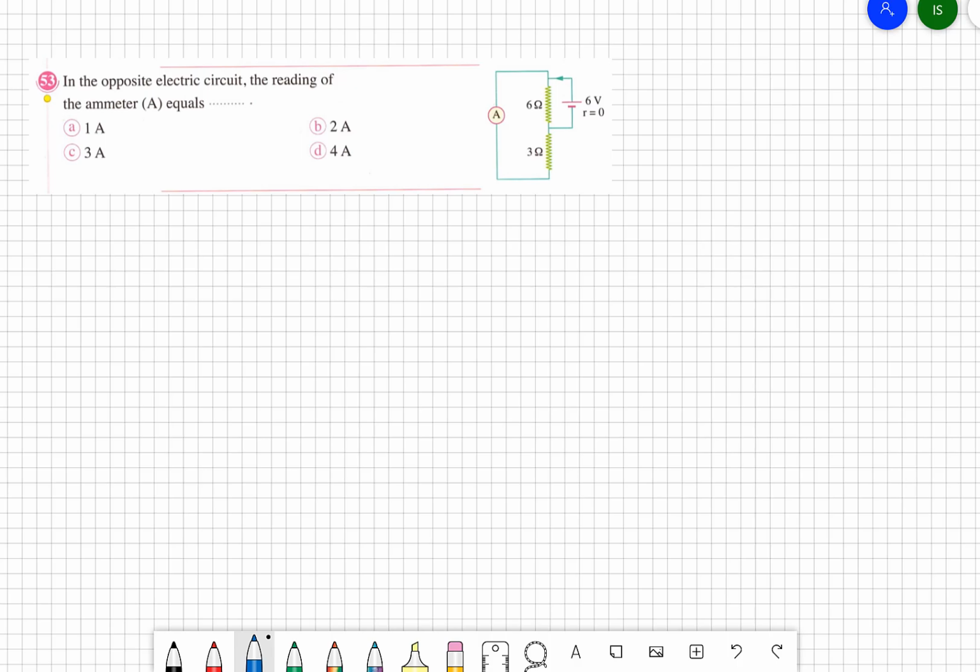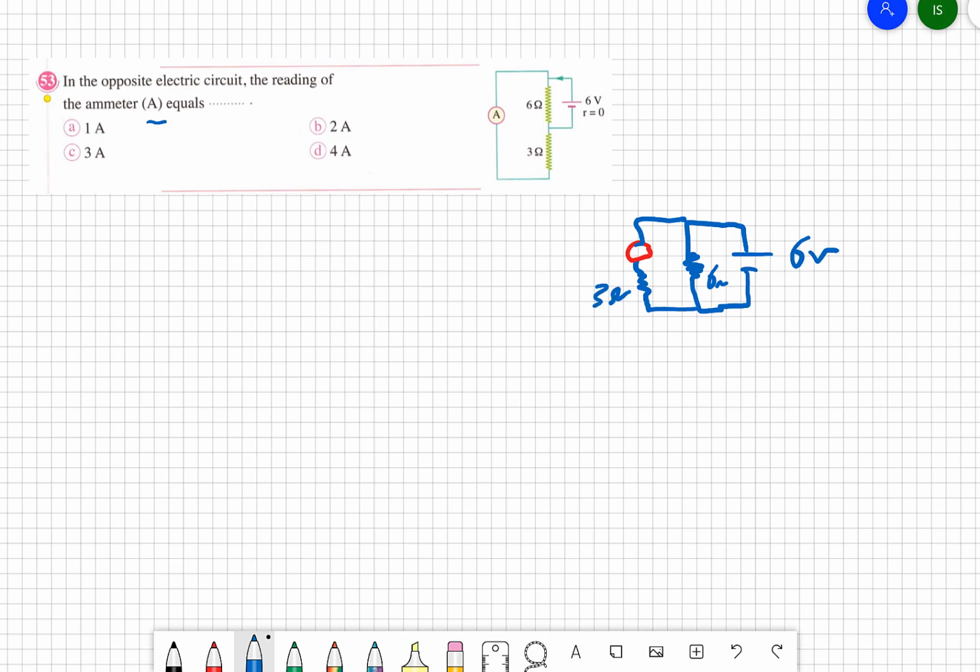53. In the opposite electric circuit, the reading of the ammeter A equals. Let's redraw it. This is the battery, right, guys? And this is the first resistance, 6 ohm. And here 6 volts, and there is no internal resistance. And this 3 ohm, we can write it like that. And this is the ammeter. Okay, guys? We didn't change anything.